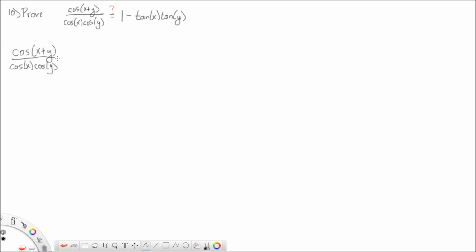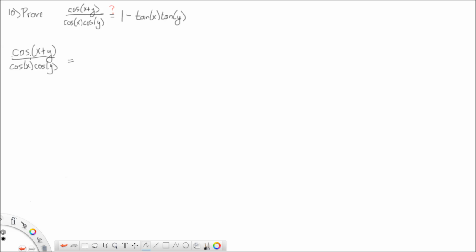Alright, and the idea is we want to have just a string of equalities until we get over to the right hand side. So from the start, there's only really one thing we can do. We can't do anything to combine these cosine x's and cosine y's. So the only thing we can do here is in the numerator with cosine x plus y.